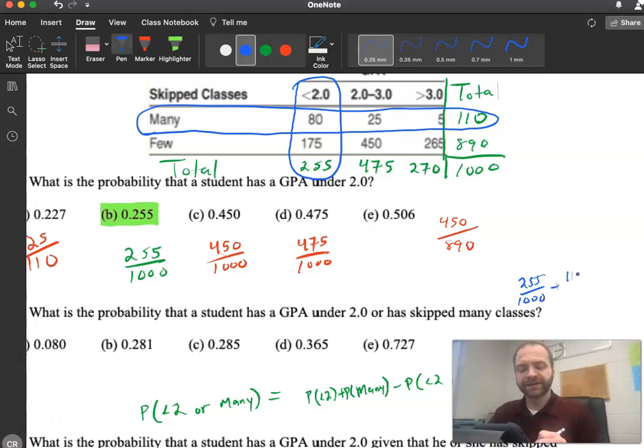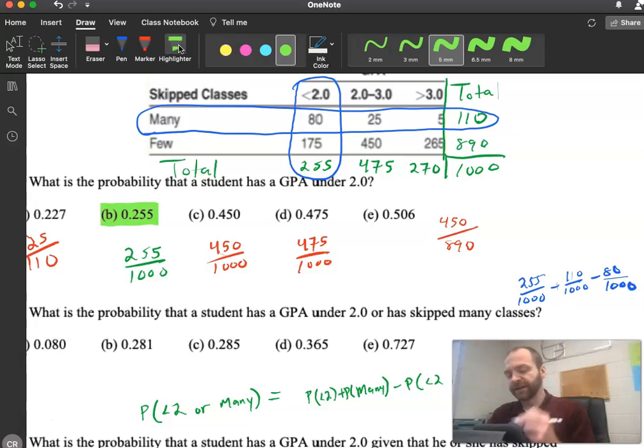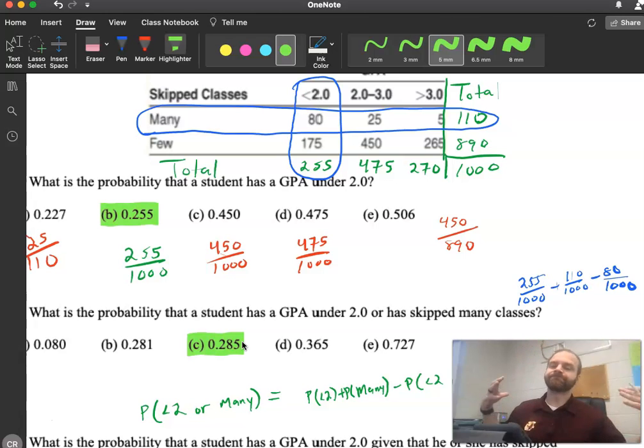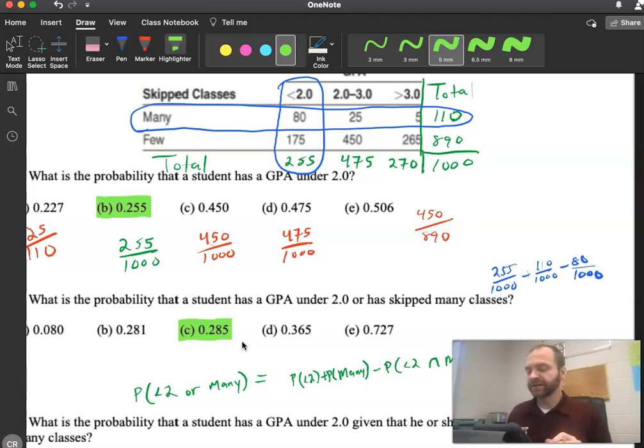I have 110 out of 1,000, but notice I counted that 80 twice. So I have to subtract the 80 out of 1,000. And when I do that, my answer for this one, again going back to highlighting, is C. I'm going to get 285 over 1,000. But again, let's look at our choices and figure out what these other ones are, because some of them might be tricks. And as I look at this, where does 0.080 come from?